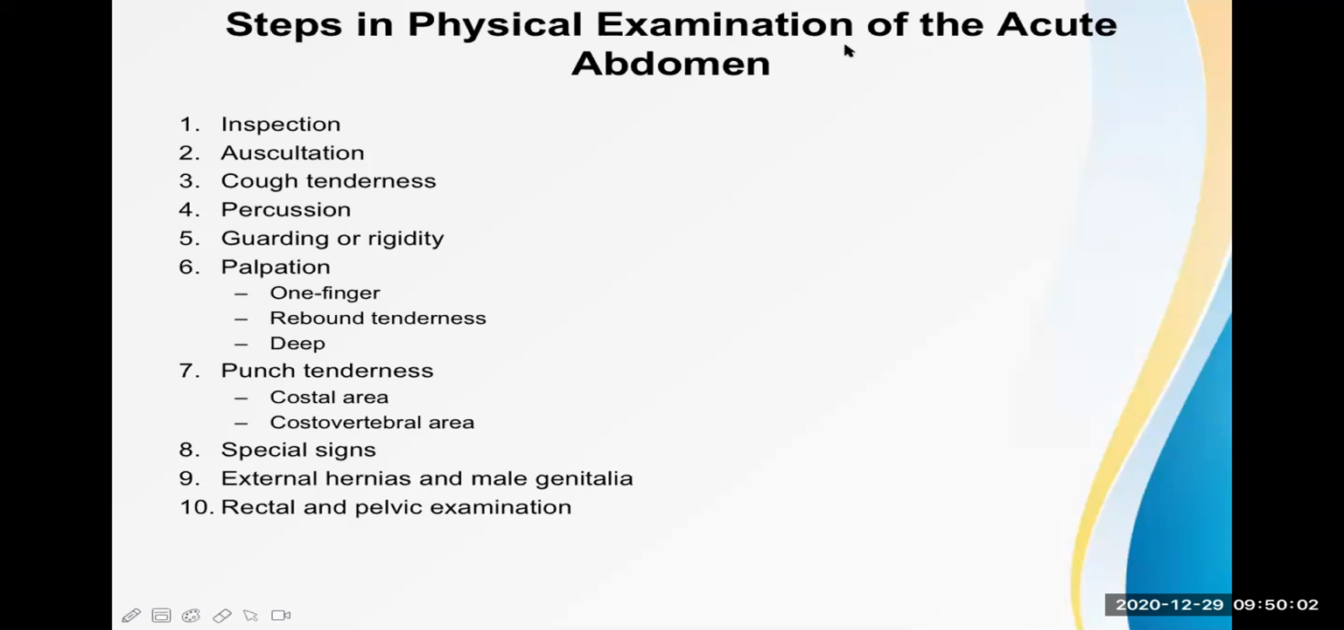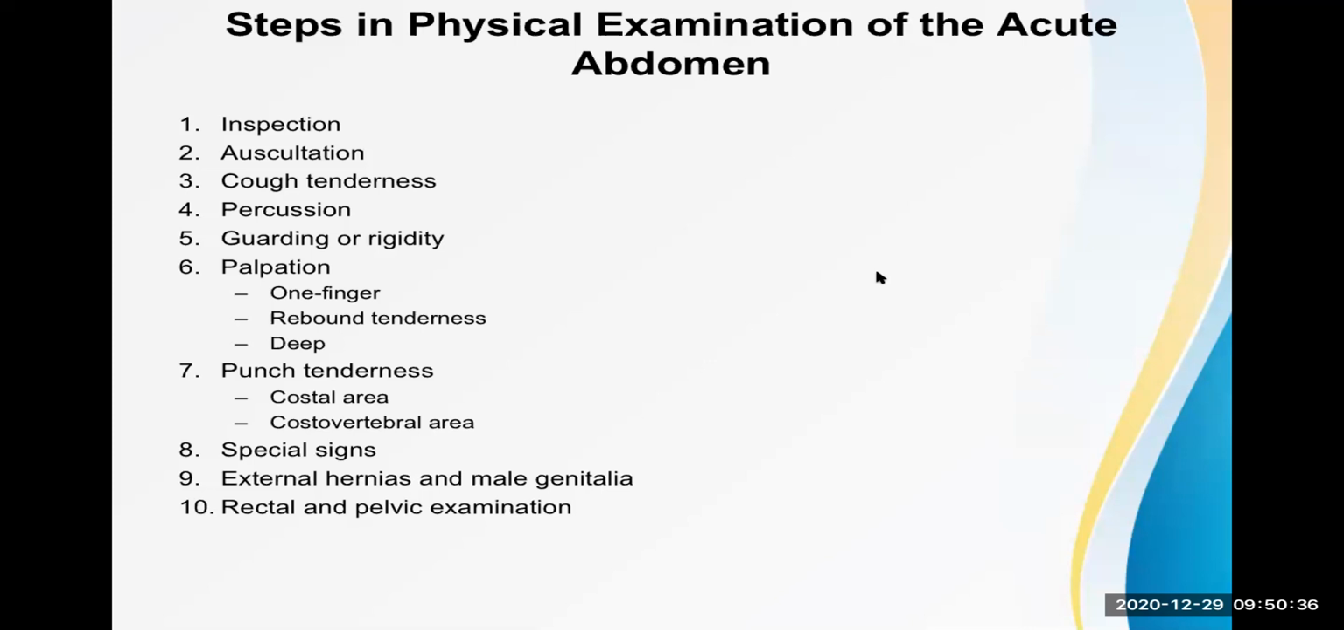Guarding means we voluntarily contract the abdominal muscle so that the underlying inflamed area will not have pain when we particularly examine. For example, as a doctor, we are examining that patient. The patient feels, when the doctor presses me there, I'll have severe pain. So the patient voluntarily contracts the abdominal muscle so that there is avoidance of the pain. This is called guarding. Whereas rigidity is involuntary, you cannot control it.